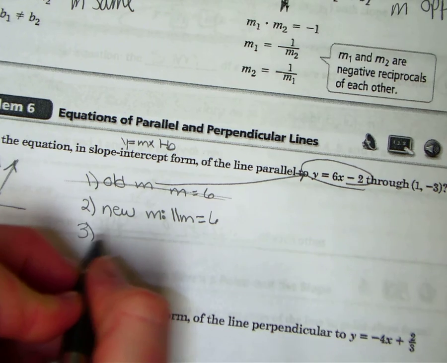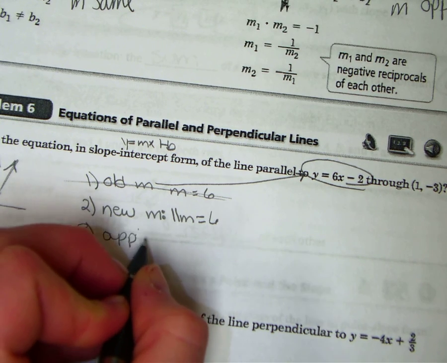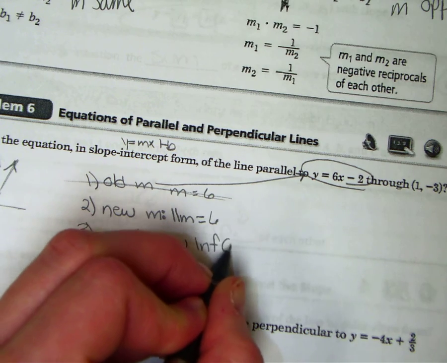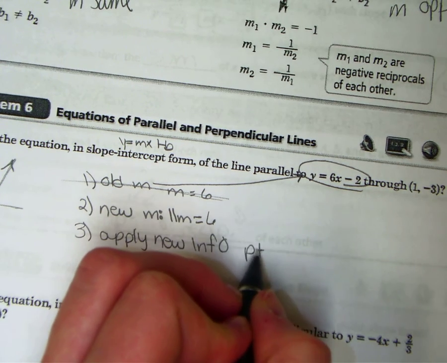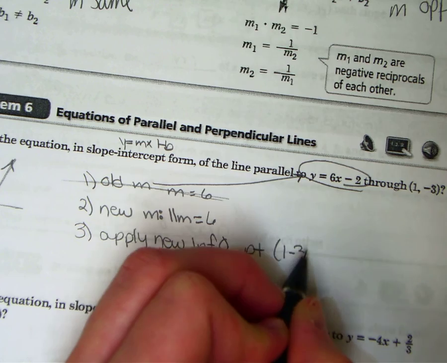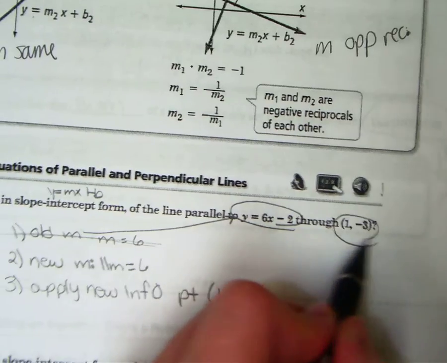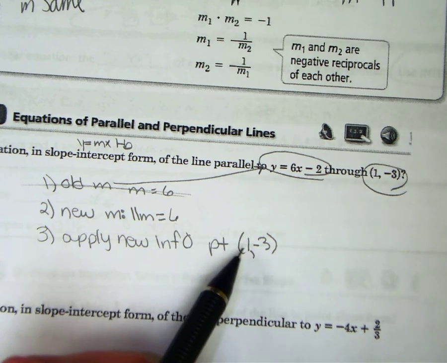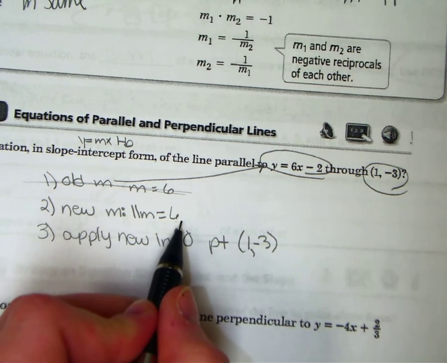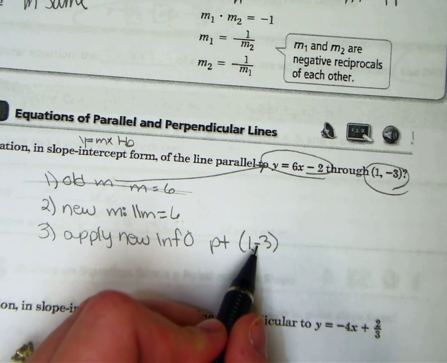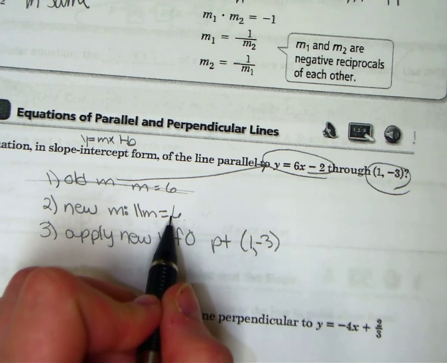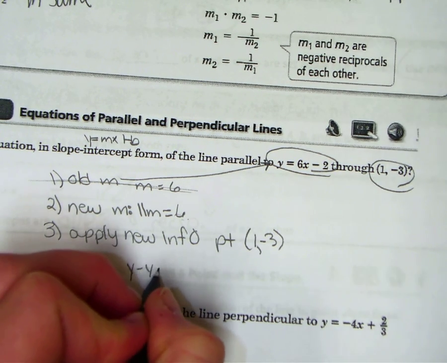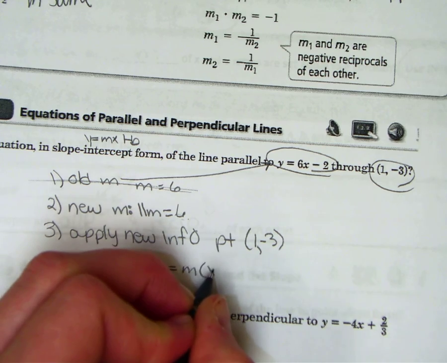Step 3 is to apply your new info. The new information is that you have a point (1, negative 3). And that came from the point up there. Think about step 2 and step 3 together. You're given a slope and a point, or maybe a point and a slope. So we're going to use point-slope form to make our equation.